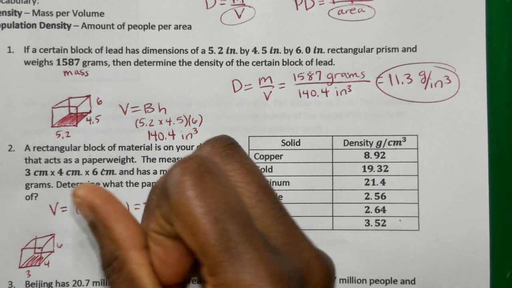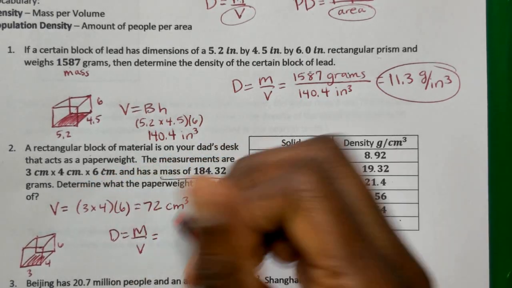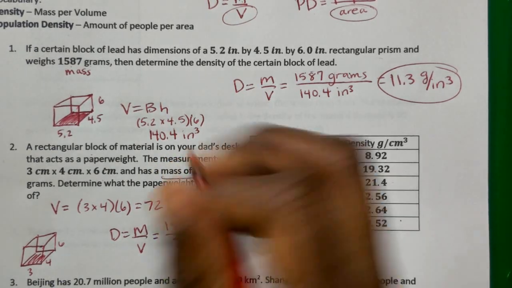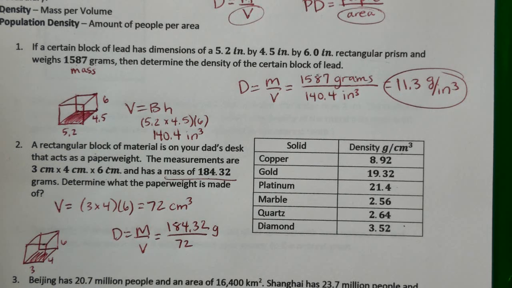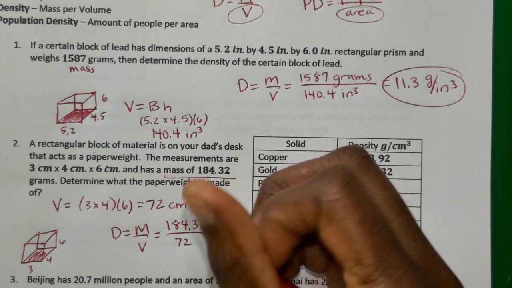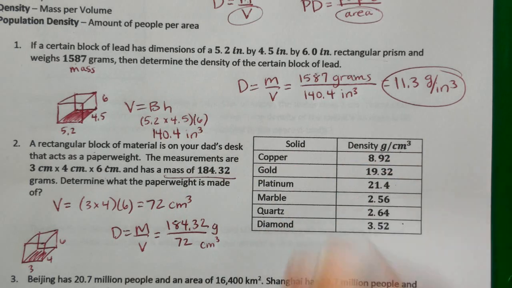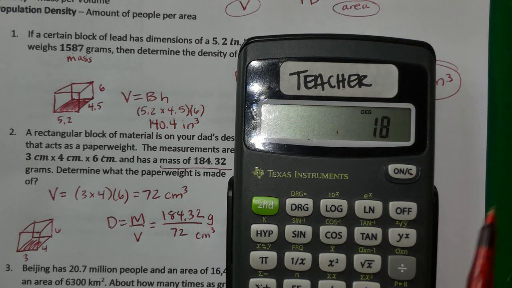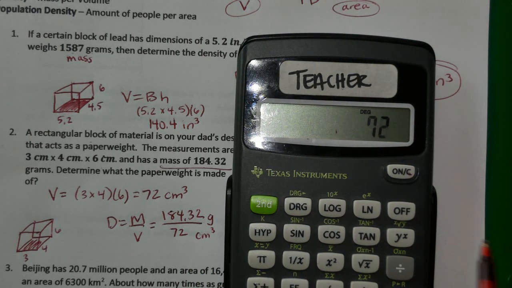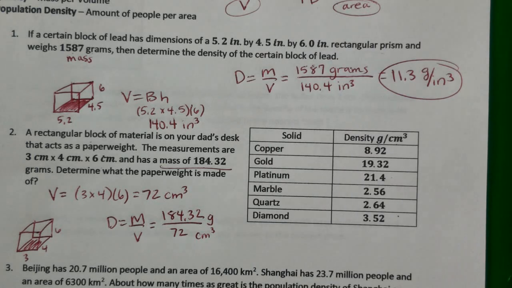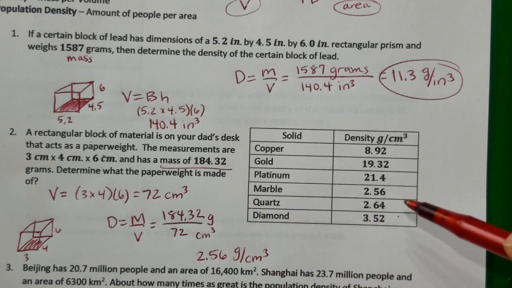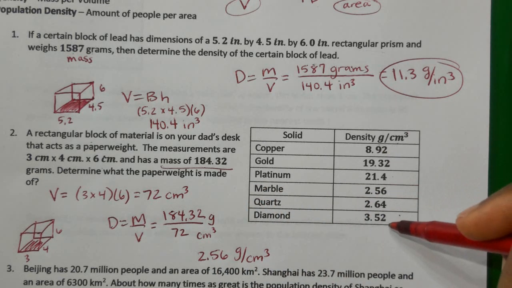So we have density equals mass over volume, and our mass is 184.32, and our volume is 72. Okay, so when we divide that, that'll tell us our density, which is 2.56 grams per cubic centimeter. So the material on your dad's desk is marble.